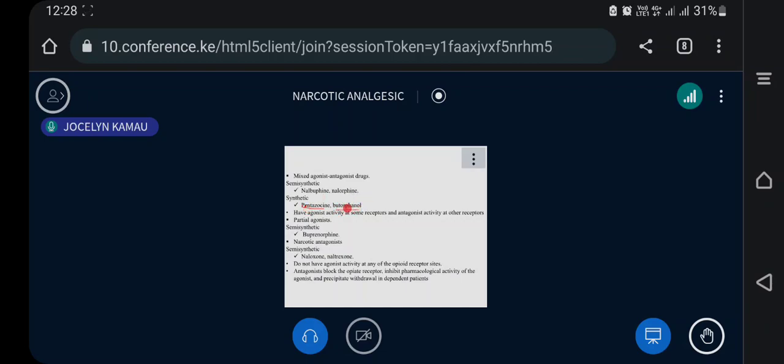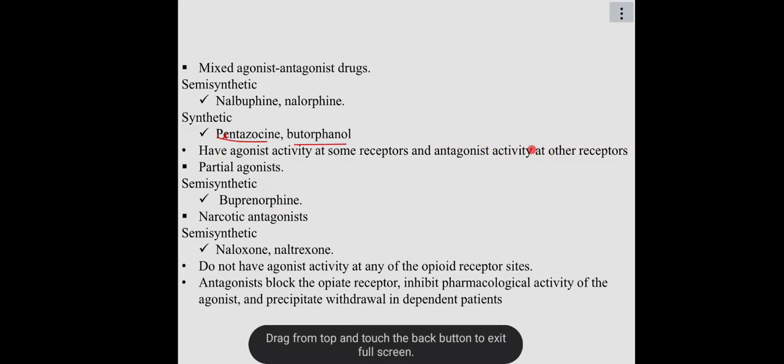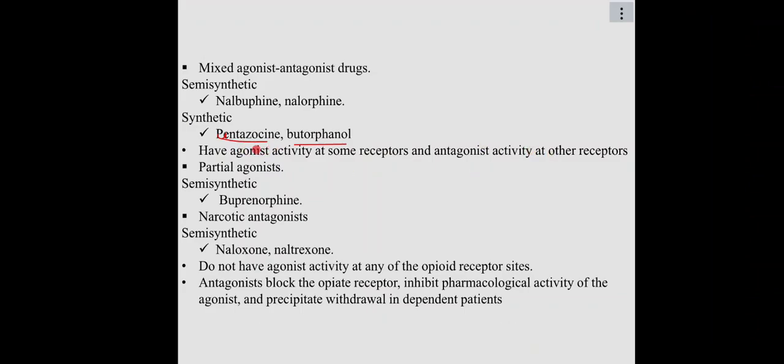There are sometimes books which say butorphanol is a partial agonist, but for now we will classify it as a mixed agonist-antagonist, and all we are saying is it has agonist activity at some receptors and antagonist activity at other receptors. You can find that they might have agonist activity at the mu receptor and antagonist activity at the kappa receptor, or even the opposite sometimes happens. So when we talk about mixed agonist-antagonists, it is because they interact with the kappa receptors and the mu receptors with some slight difference. Then we have the partial agonists.